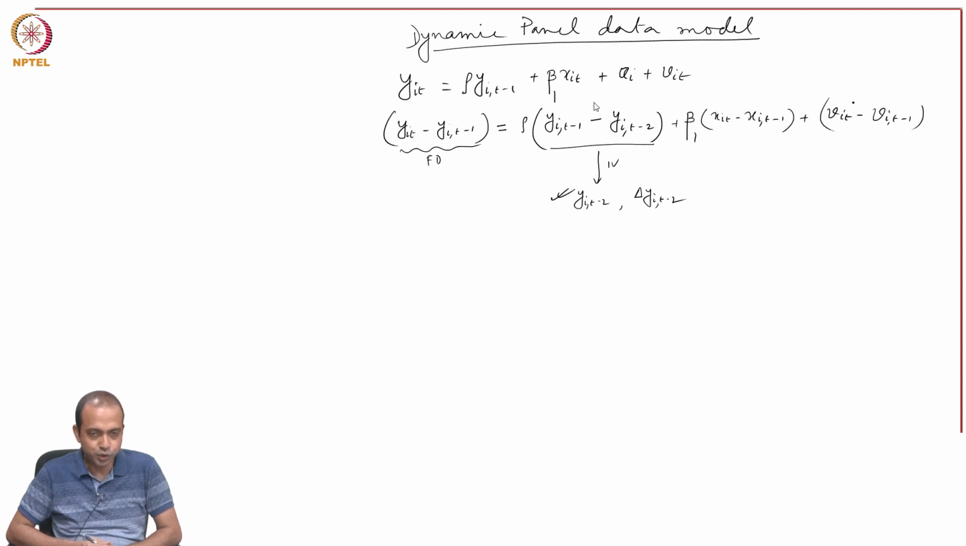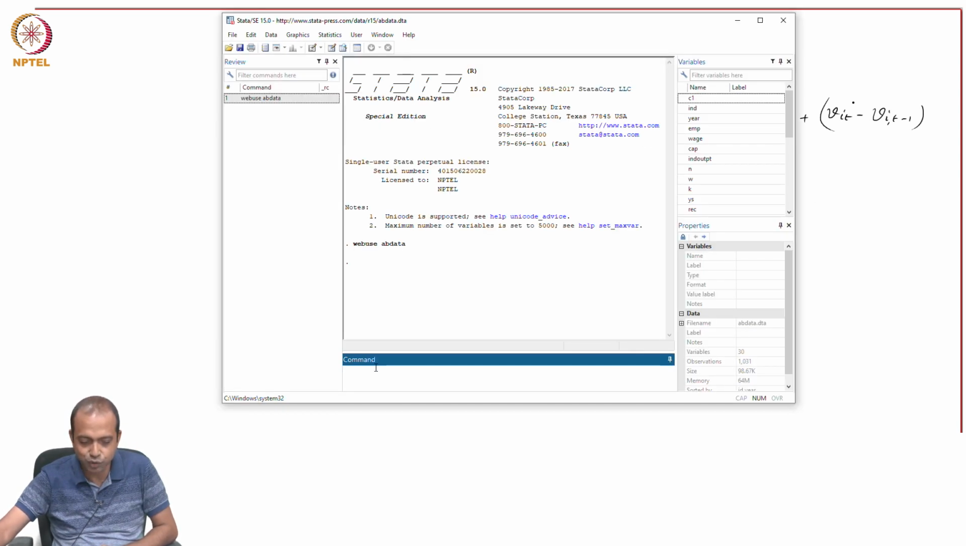So, today what we will do, we will quickly estimate a dynamic panel data model using this Y_it-2 as the instrument, that means a difference GMM, and we will quickly see the property of that estimate. Then we will apply system GMM, delta Y_it-2, and we will see whether there is any improvement in the quality of the estimates. So, we will once again use the same data set. This is Arellano and Bond's original data set, right.